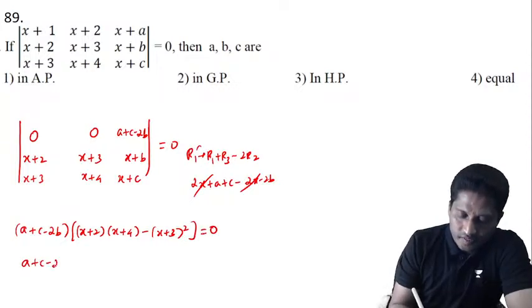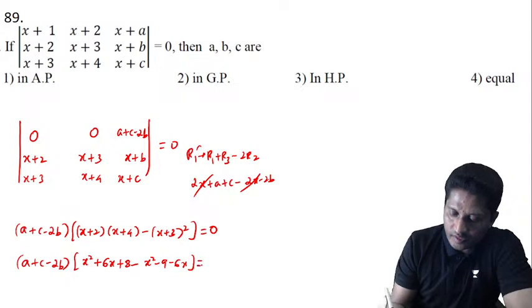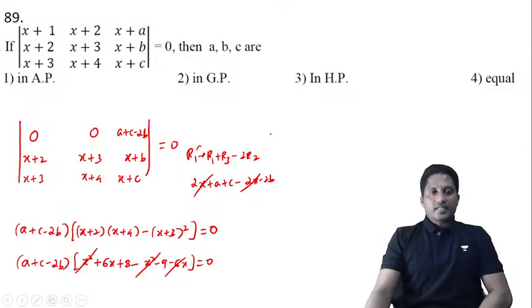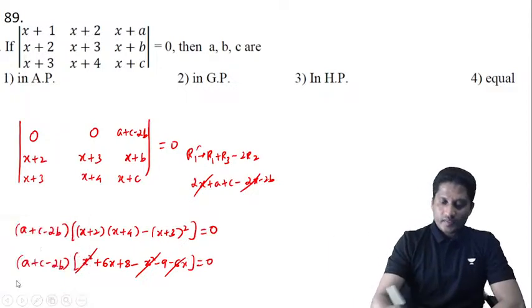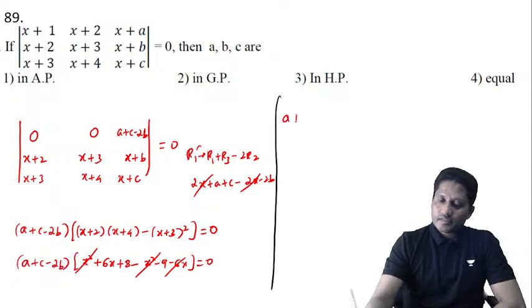This is a plus c minus 2b. This is x square plus 6x plus 8. If you open the bracket, you get x square plus 9 plus 6x. Anyways, this will be 1 or minus 1. This will cancel. This will cancel. Minus 1, right? Anyways, right side it is 0, exclude. So this becomes a plus c minus 2b is equal to 0. So this means that a plus c is equal to 2b.